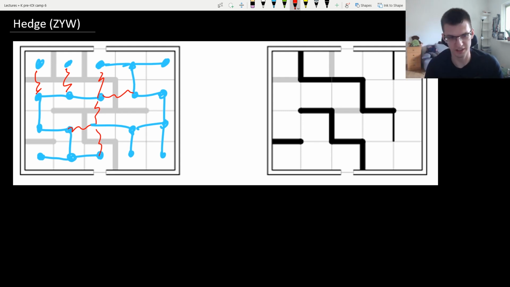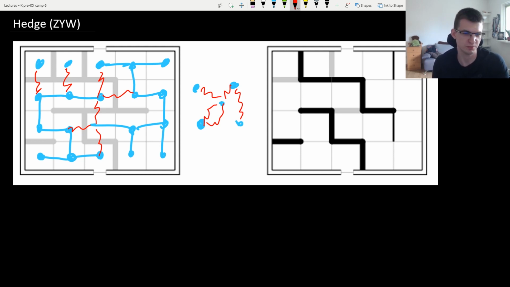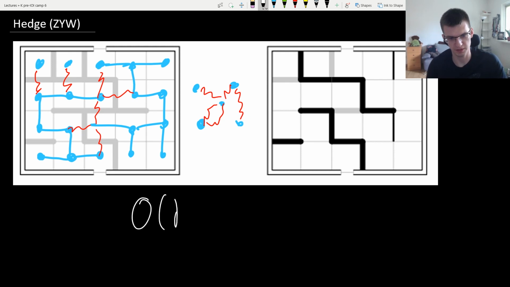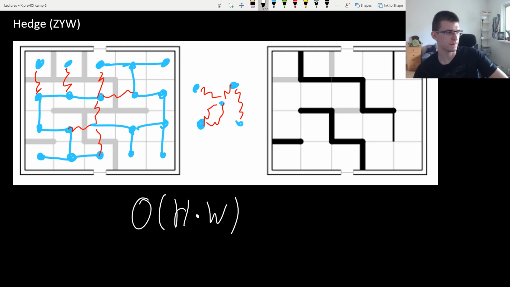It's just that if every connected component is now a vertex, and you have some extra edges, maybe multiple edges between two vertices, you just want a spanning tree here. This is DFS or BFS. DFS is easier. So yeah, there are plenty of ways to solve this problem in H times W. Are there any questions?